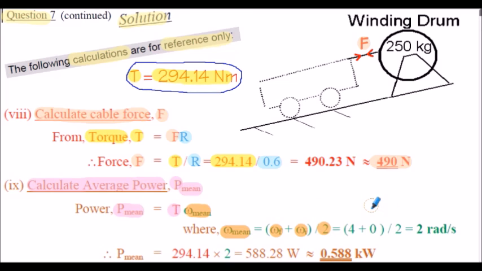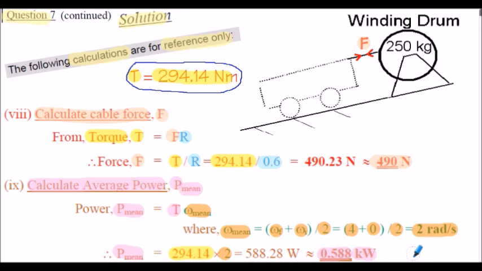Inserting the angular velocities, the final angular velocity was 4 radians per second. The initial angular velocity of the drum was 0 because, of course, the truck was stationary. So by default, the winding drum was stationary. So when we average the angular velocities, the mean angular velocity is 2 radians per second. So therefore, the average power, or the mean power, is simply the torque multiplied by the average angular velocity. That evaluates to approximately 0.588 kilowatts.